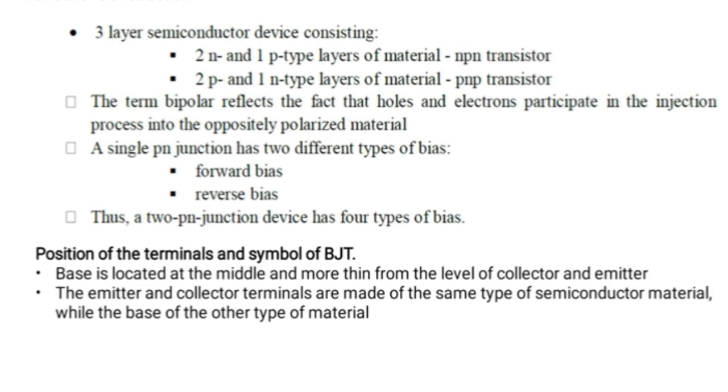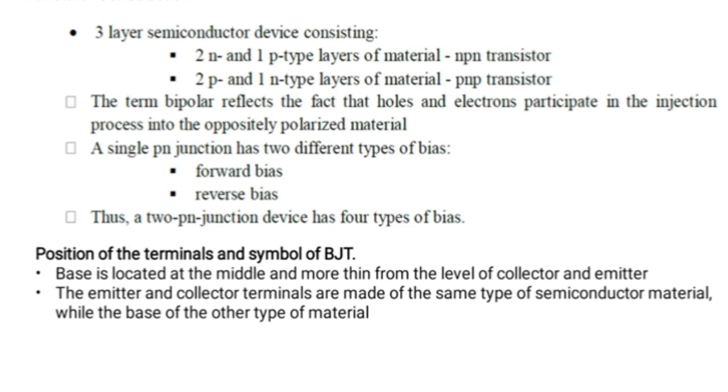So here you can see the transistor construction. The transistor consists of a 3-layer semiconductor device, consisting of 2 N-type and 1 P-type layers of material. In the case of the PNP transistor, it consists of 2 P-type and 1 N-type layers of material. The term bipolar means that holes and electrons both participate in the injection process into the oppositely polarized material. Since it is bipolar, it consists of diodes connected back to back, that is, in opposite direction.